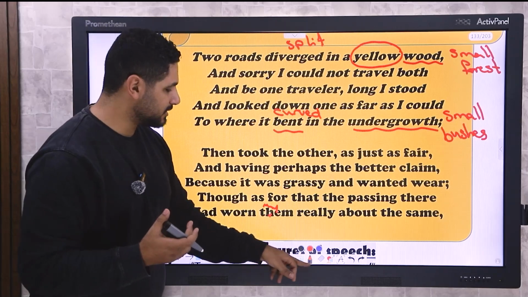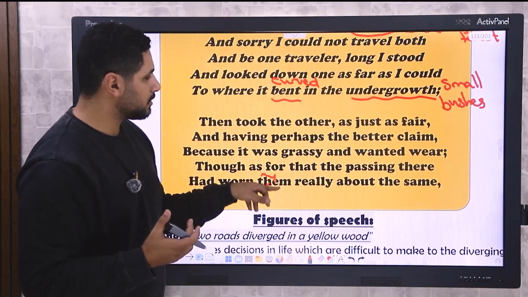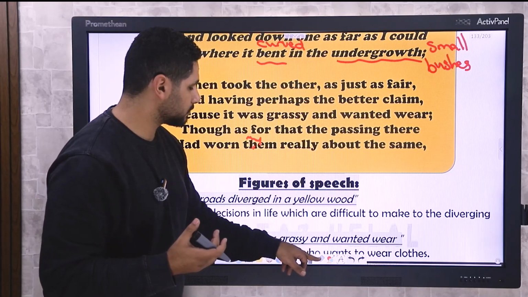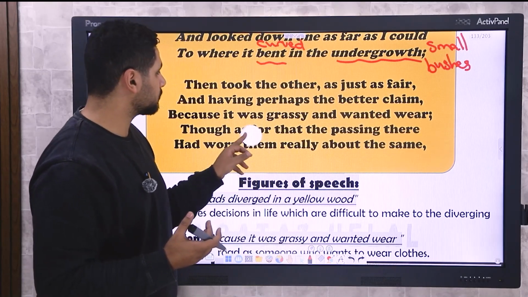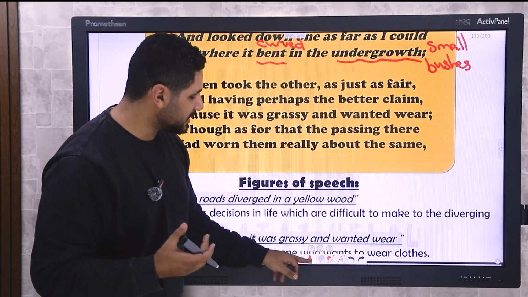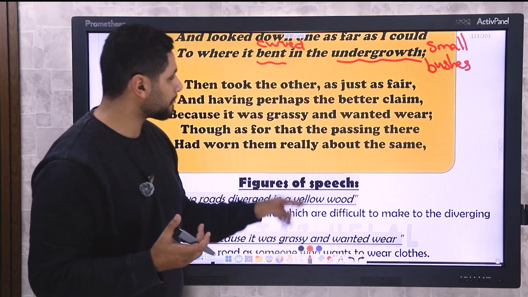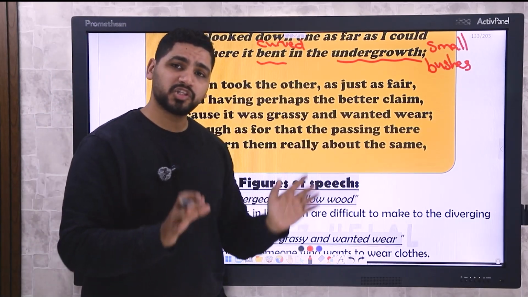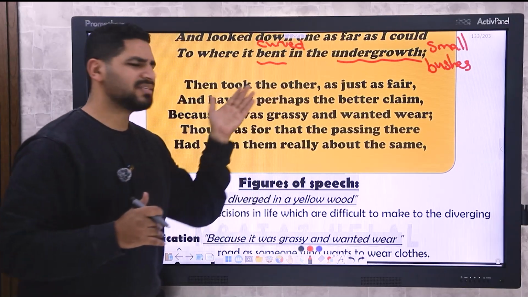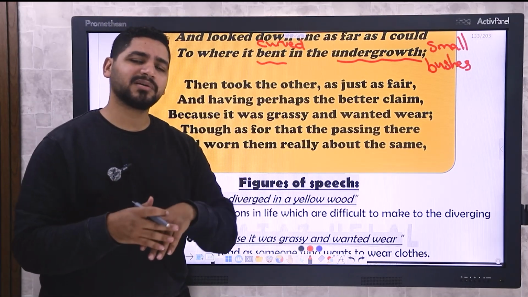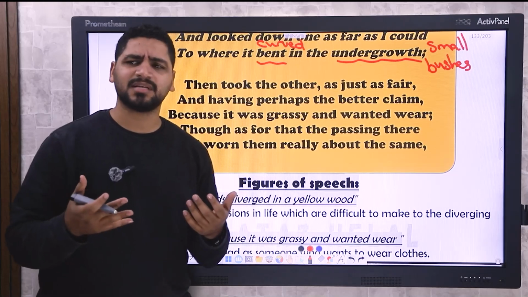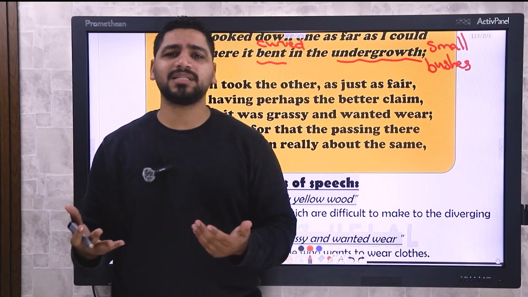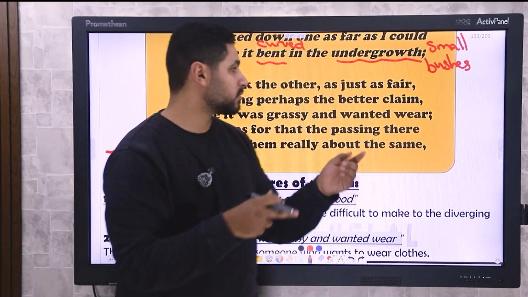In the second stanza, he says, then after that took the other, just as fair. What is meant by then took the other? I took the other road. What does he mean by that? He looked at the first road and looked at the second road. Which one did he take? The other, the second road.